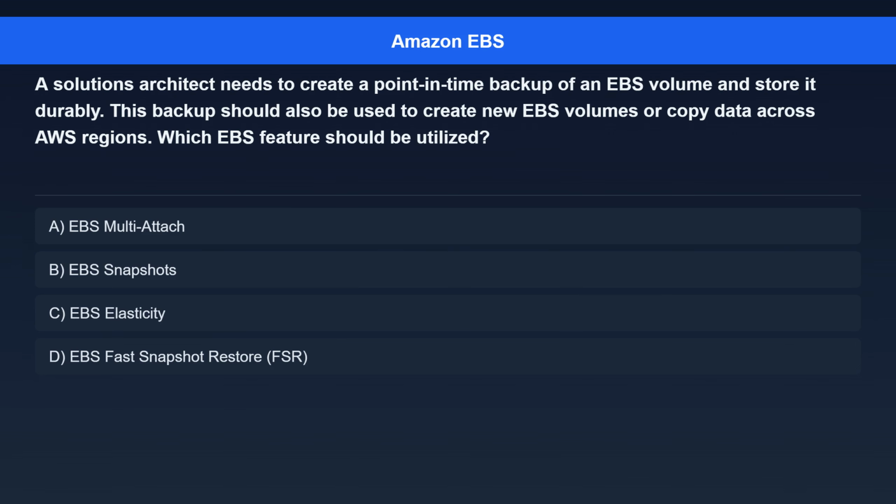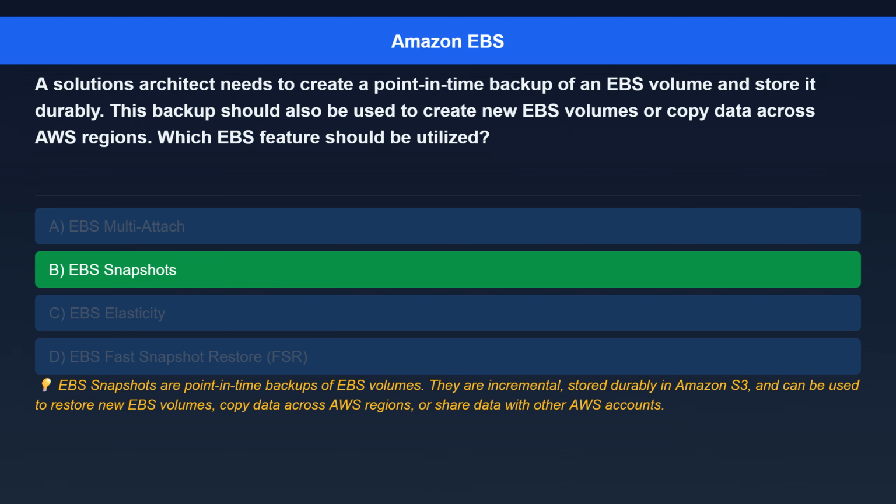Question 9. A solutions architect needs to create a point-in-time backup of an EBS volume and store it durably. This backup should also be used to create new EBS volumes or copy data across AWS regions. Which EBS feature should be utilized? Option A, EBS multi-attach. Option B, EBS snapshots. Option C, EBS elasticity. Option D, EBS fast snapshot restore, FSR.